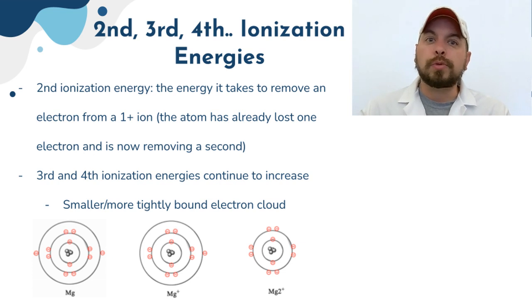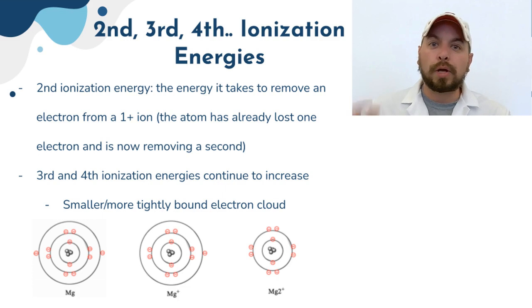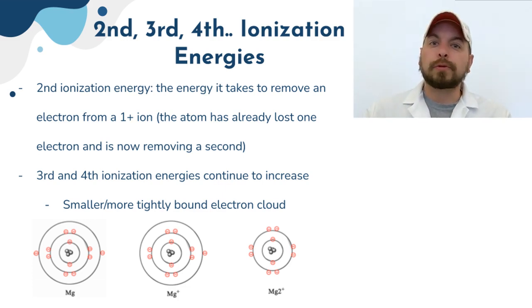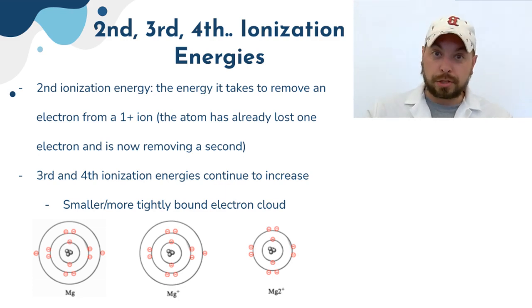So what you're going to do is look for this big jump, and that'll tell you which electron was the first to be removed from that lower energy level. So for lithium, the second ionization energy is going to show that great jump.